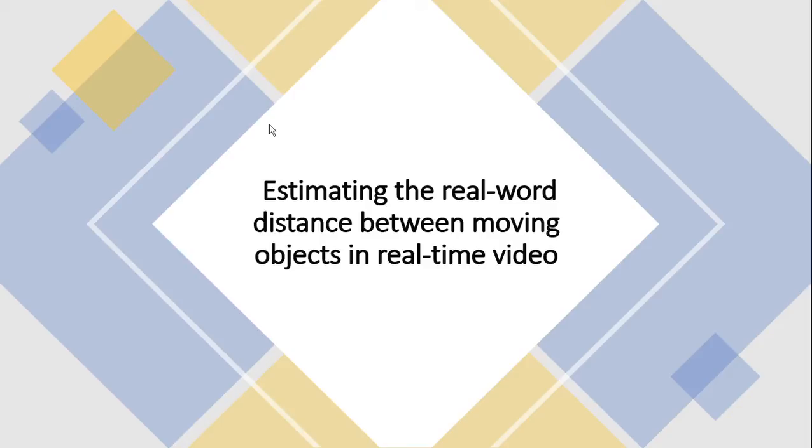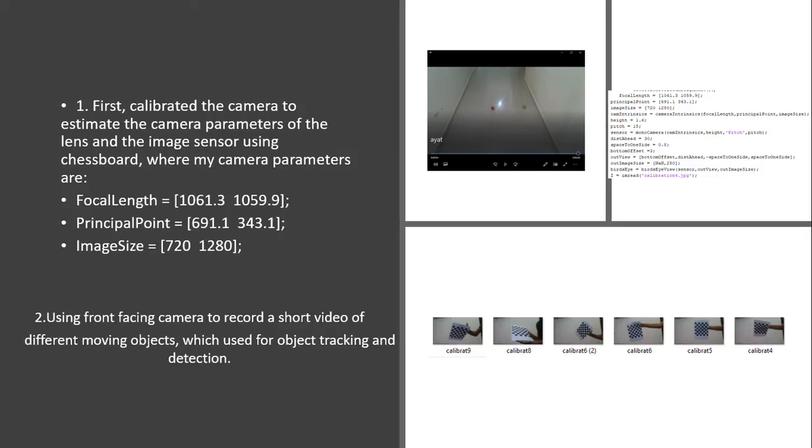Estimating the real-world distance between moving objects in real-time video. Step number 1. First, calibrate the camera to estimate the camera parameters of the lens and the image sensor using a chessboard.